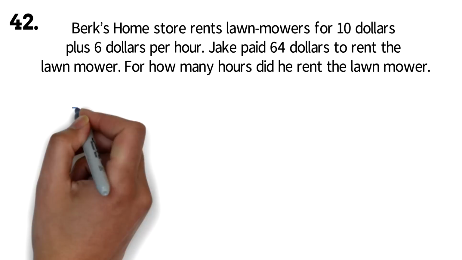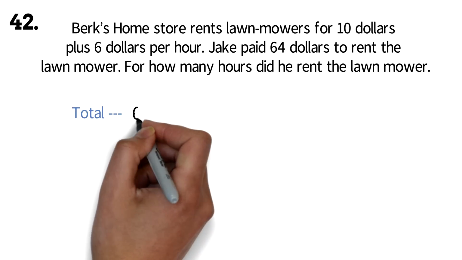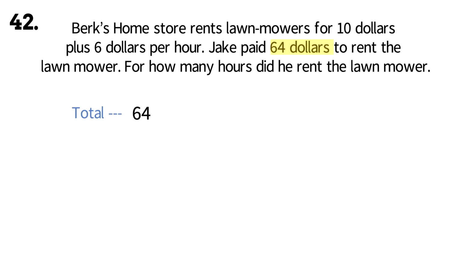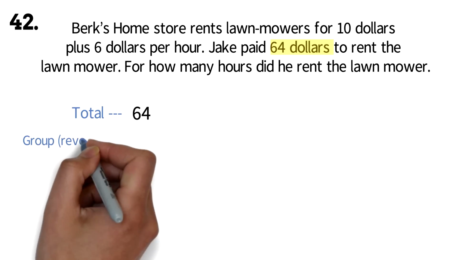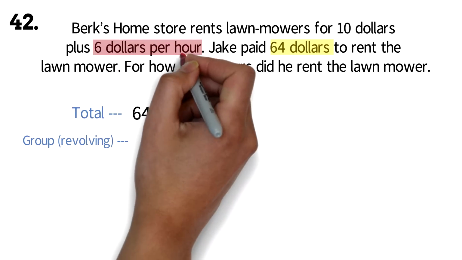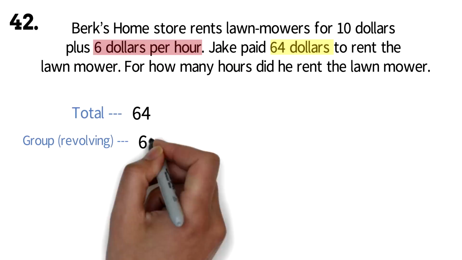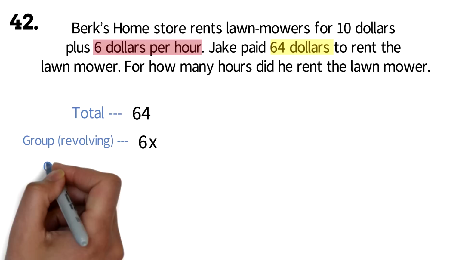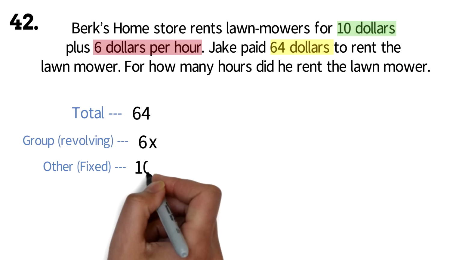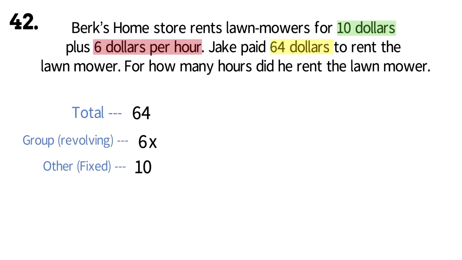So again, we will have our total. Here, the total is $64. This is the total amount of money Jake paid for the lawnmower. The group, which we are calling the revolving, is the value that keeps happening, usually per day, or per hour, or each day, or something like that. So here, we have $6 per hour. So this will be 6. We also know the group has the x. Finally, we have what is left or the fixed value. Here, it is $10.